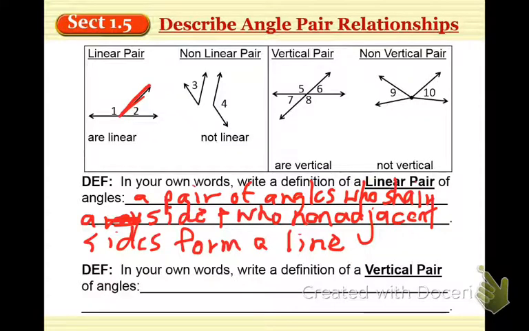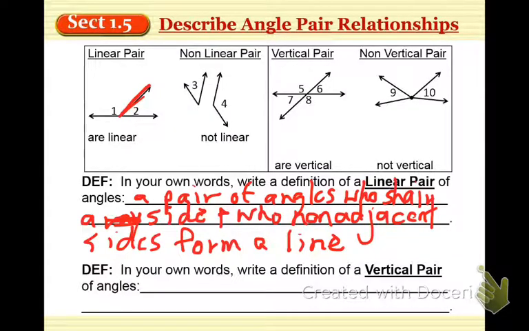Because if we just said they shared a vertex and they form a line, we could say 5 and 6 are vertical, which they are not. What else? They intersect. They're formed by intersecting lines, which is important to say. On opposite sides. Yeah, they're across from each other. They're opposite of each other. That's the main thing about them.